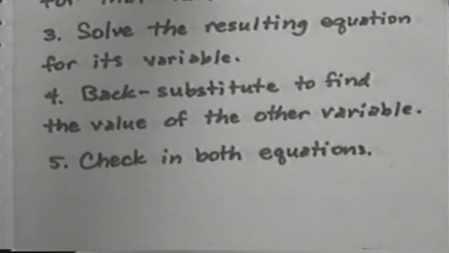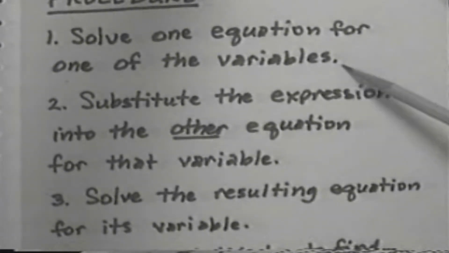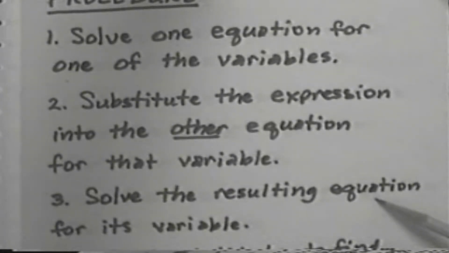Now, this is a fairly complex procedure. Notice that we first have to solve for a variable. When we solve for one of the variables, we will not get a number in most cases. We will typically get an expression. That expression is substituted into the other equation. Once you do the first two steps, you should be down to a single equation with one variable which you can solve.